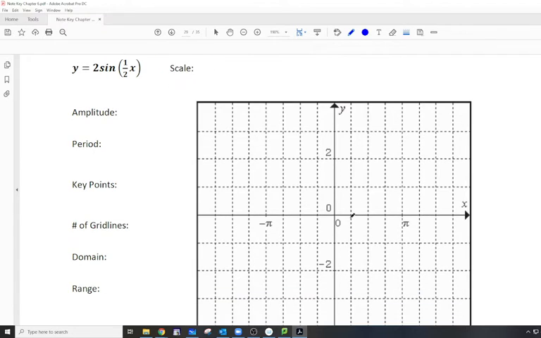So now we're going to graph y equals 2 sine of 1/2 x. First thing, scale. What's the scale of this grid? This is another pi by 4 scale. The amplitude of our graph is going to be the absolute value of A, which is 2. Maybe you should pause the video and give this one a go, or just keep listening. The period is going to be 2 pi by 1/2, or 2 pi times 2, which is 4 pi. My key points, I'm going to be every 4 pi divided by 4 key points is going to be every pi.